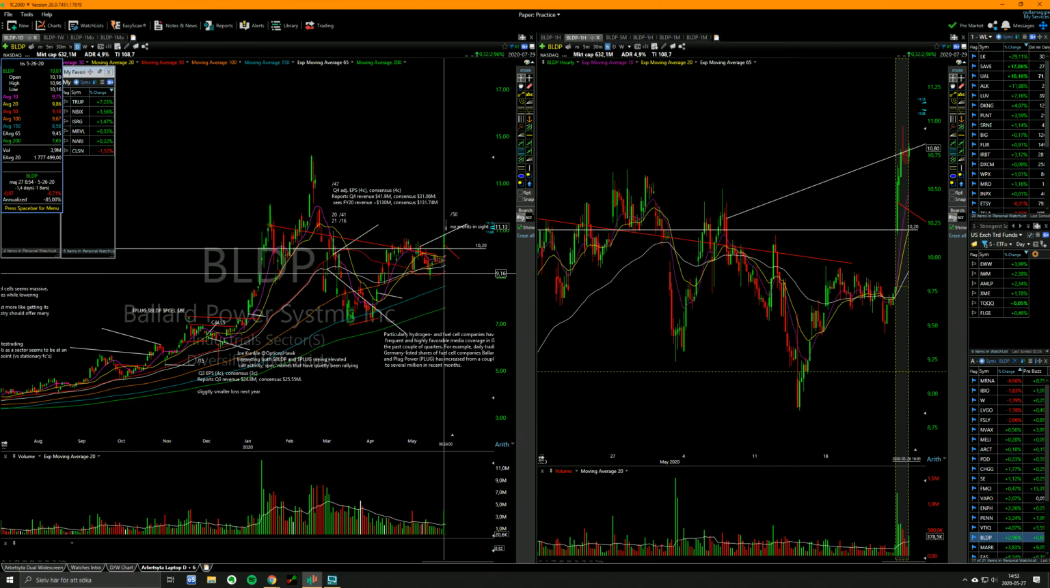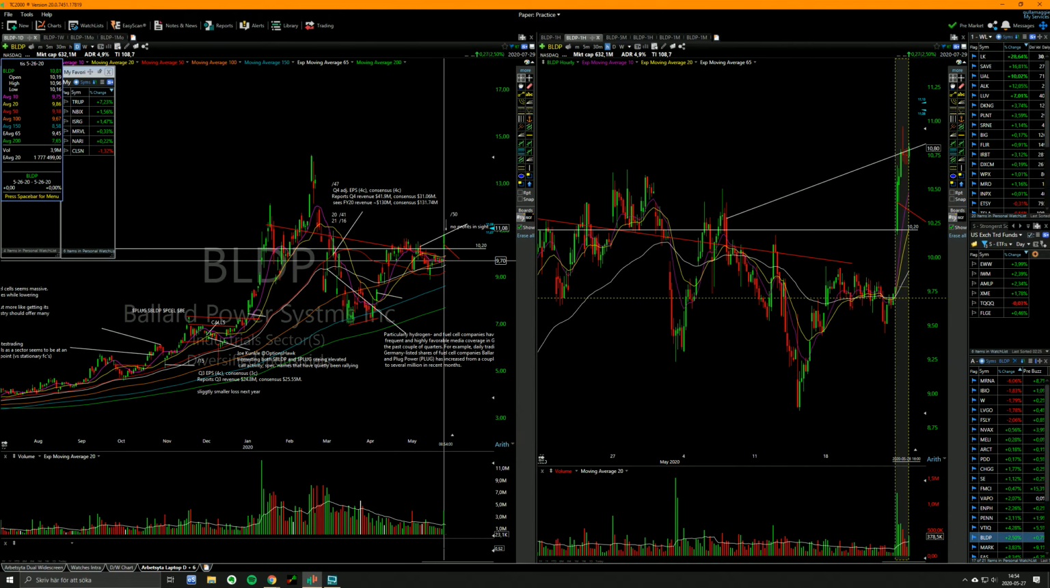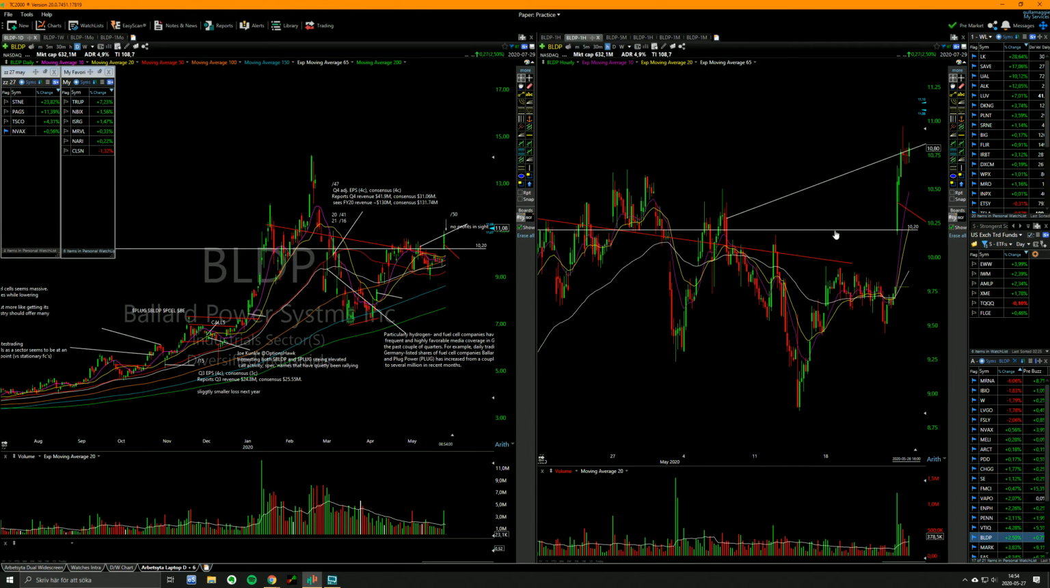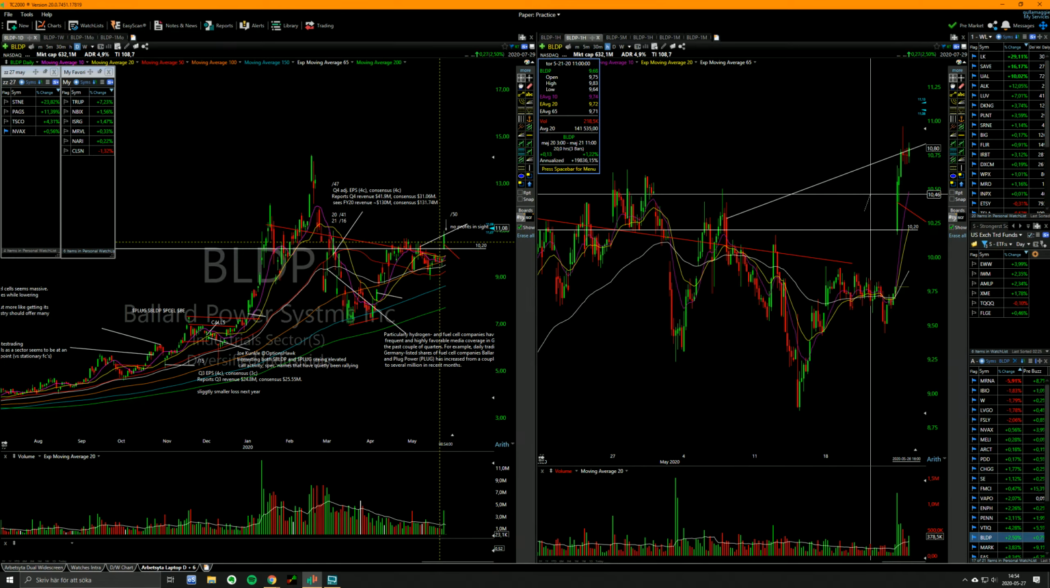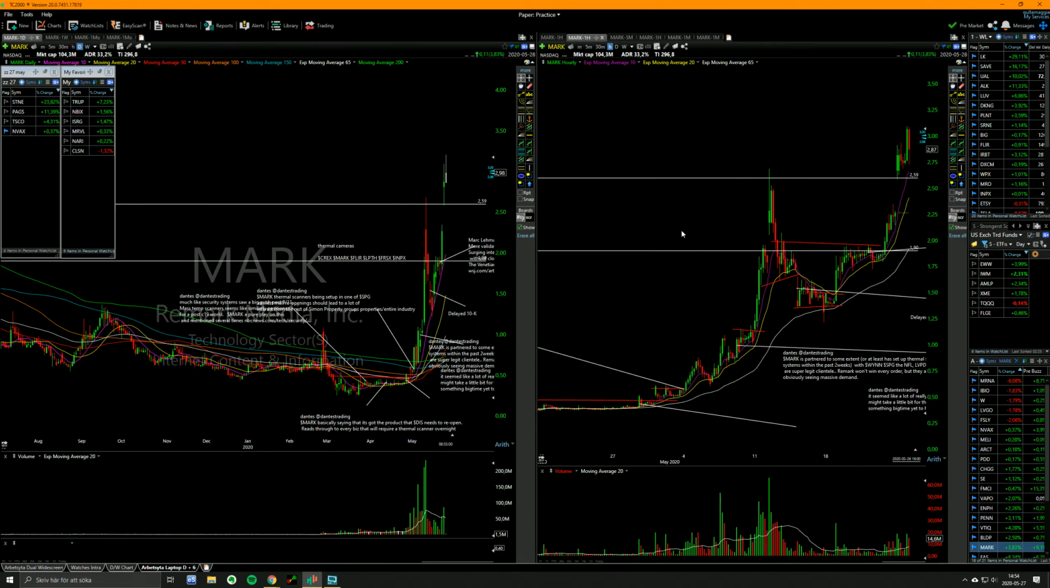BLDP, breakout, momentum stock. It's in the right sector. Fuel cells. Fuel cells are super hot right now. And had a bull flag. Tight bull flag, and it gaps up on big volume, and that's where I bought it. I bought opening range highs, 1040s or 1050s, I think. Mark, this is a pump stock, but it's the same concept. You have a flag and you buy it.